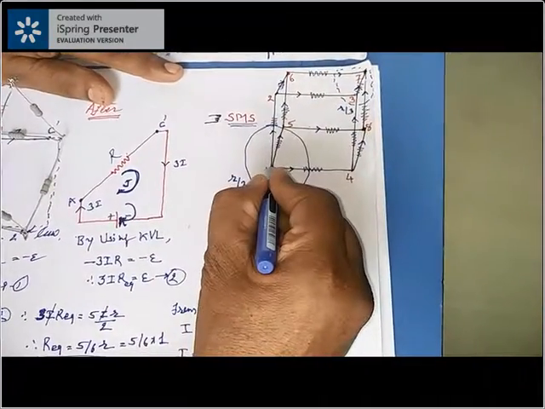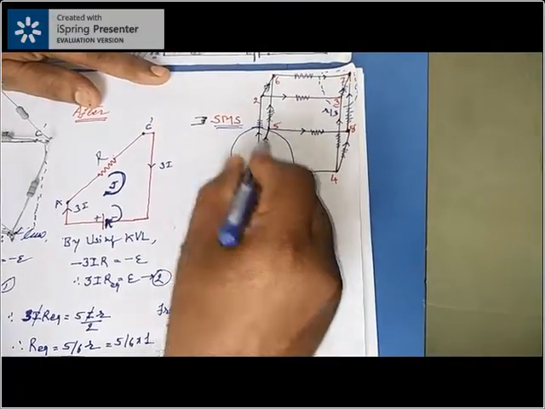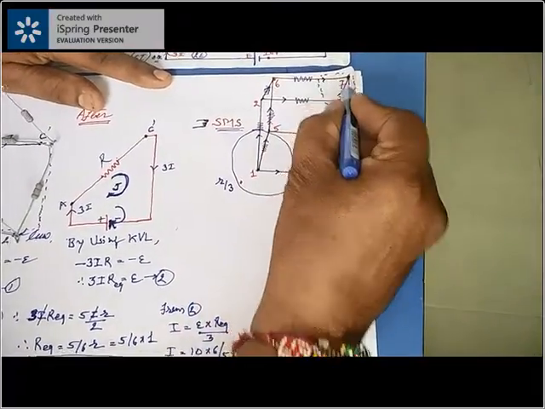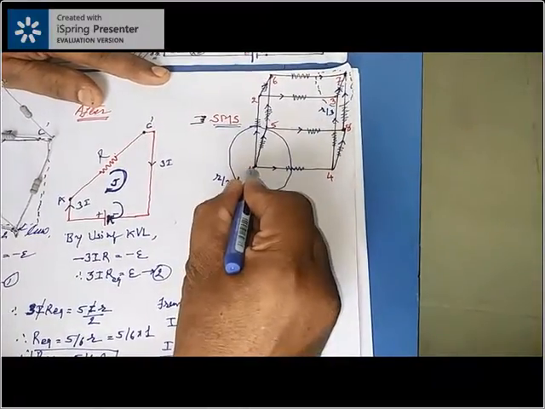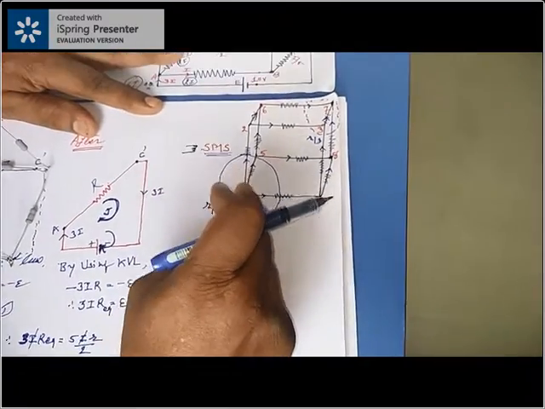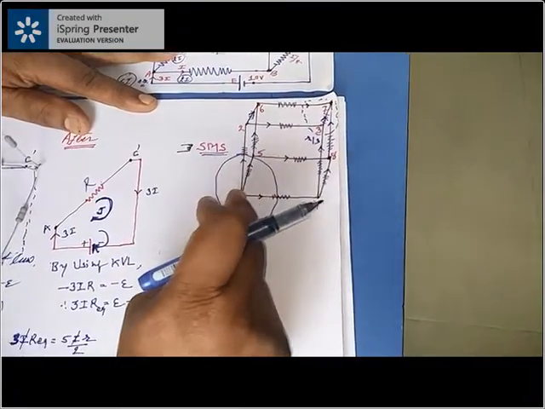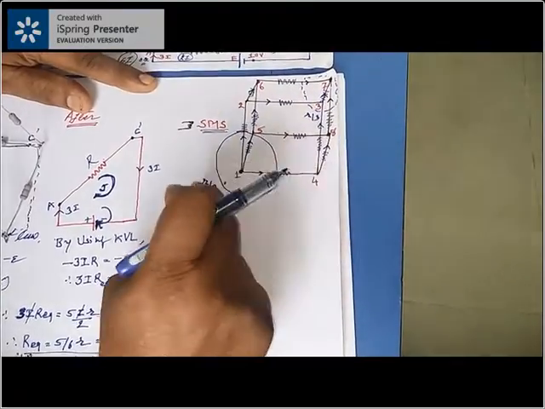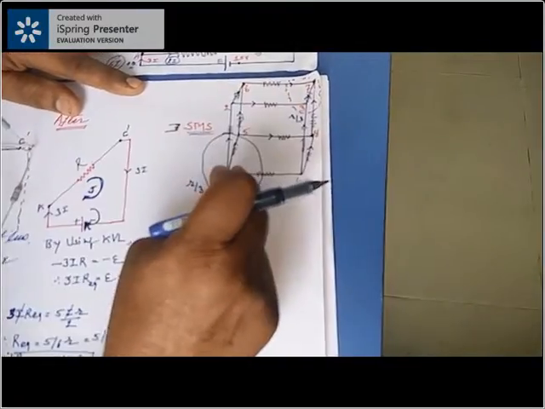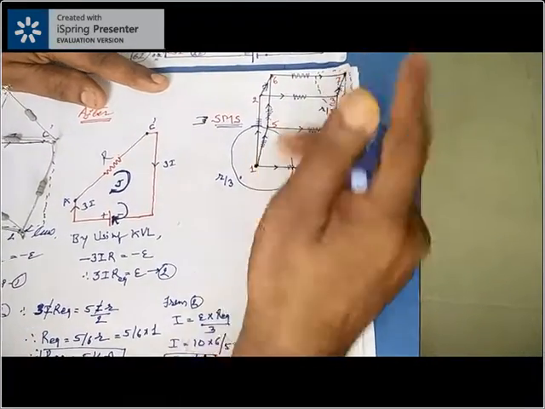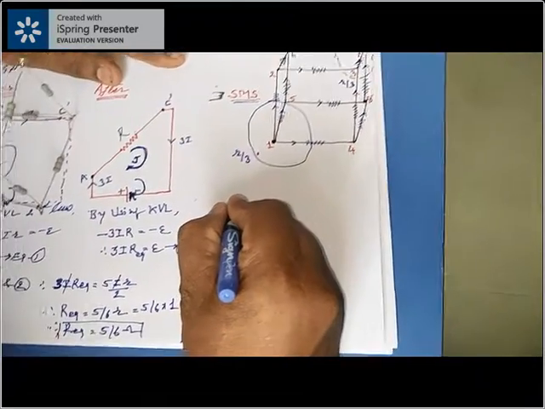What happens, friends? Give the numbers 1, 2, 3, 4, similarly 5, 6, 7, 8. Now see here, from junction point 1 there are 3 branches: 1 to 2, 1 to 5, 1 to 6. The value is R, which is R by 3 due to the parallel. Similarly, about junction point 7, R by 3. Let us see how to calculate this.